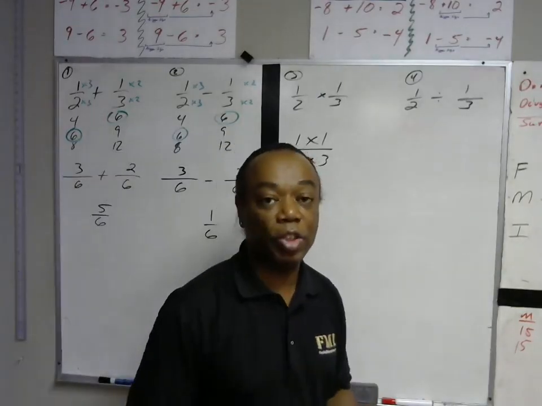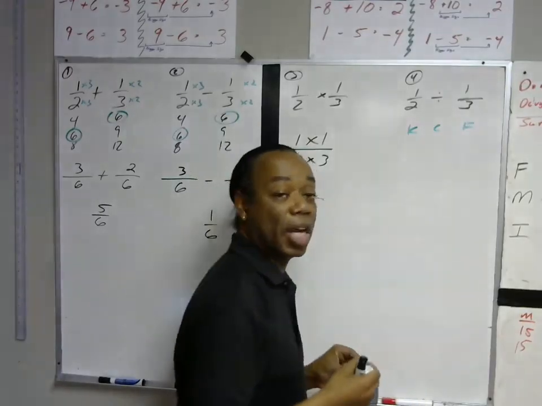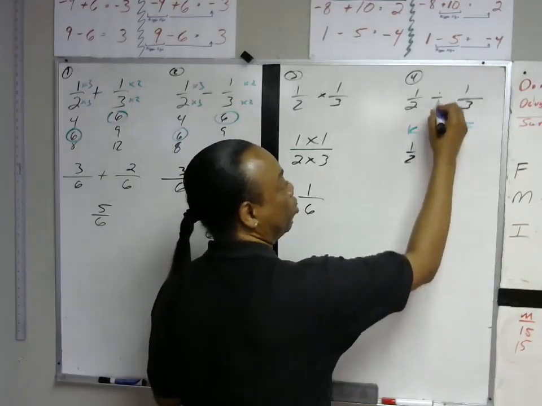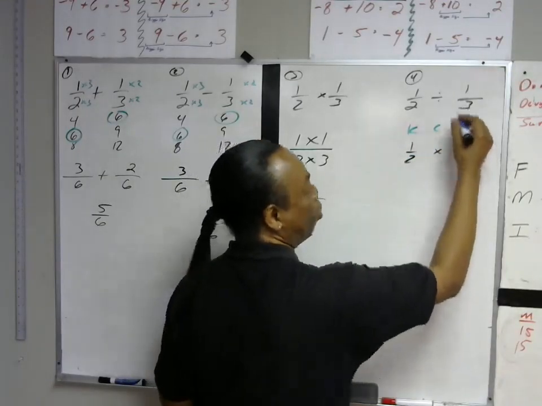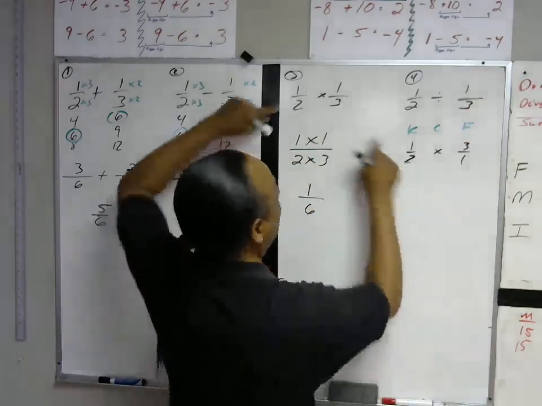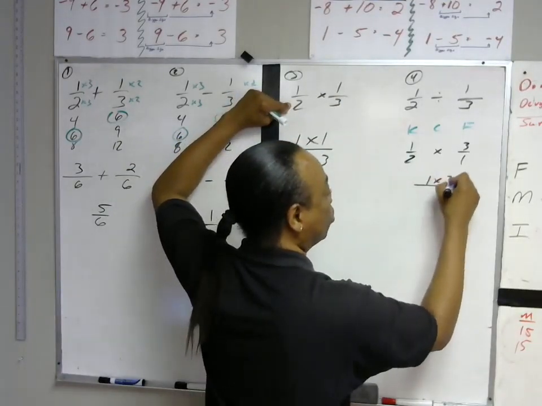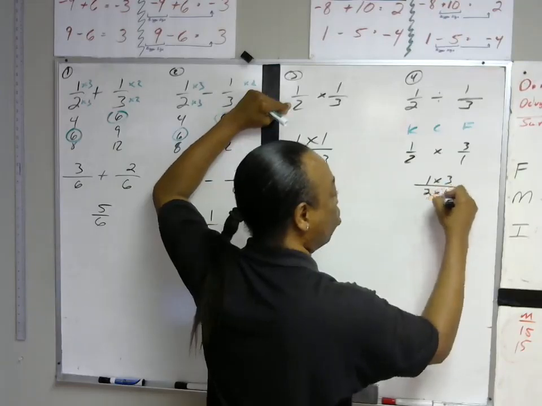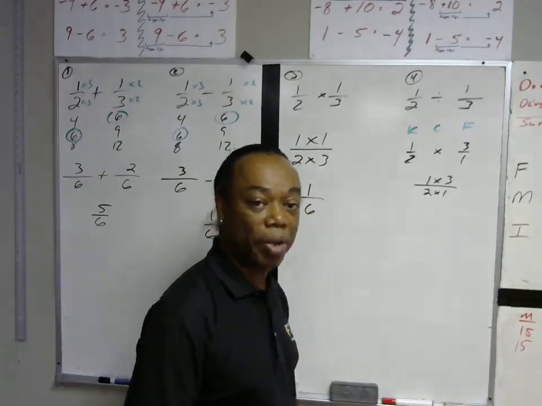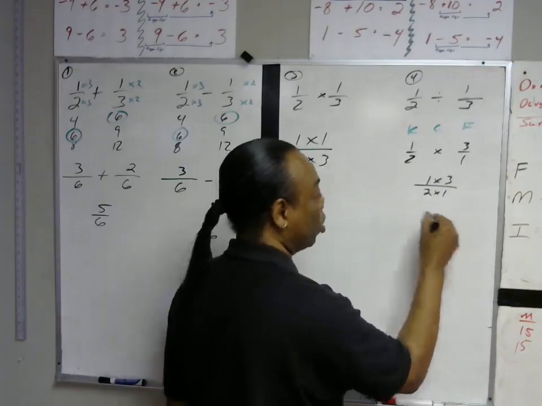For division, we're going to use keep, change, flip. KCF. So we'll keep the 1/2, change division into multiplication, and flip this from 1 over 3 to 3 over 1. Now we have the same situation as the multiplication, so we put it all together in one fraction, so 1 times 3 and 2 times 1. And we look for anything that can simplify between the numerator and denominator. There's nothing, so we'll just continue with multiplication. 1 times 3 is 3, 2 times 1 is 2.